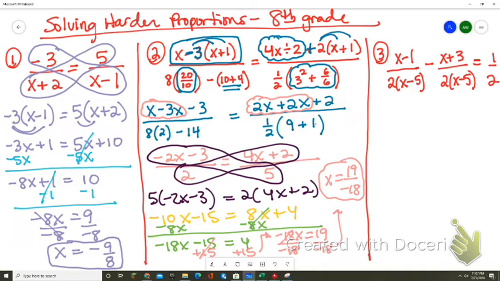That negative, again, can be in the numerator or denominator. So I could have put negative 19 over positive 18.